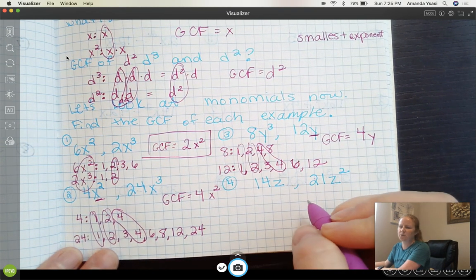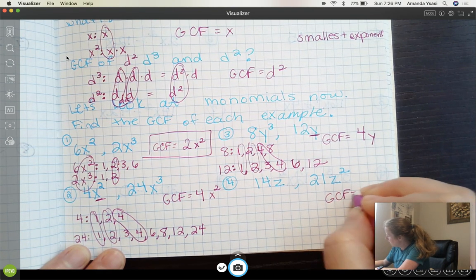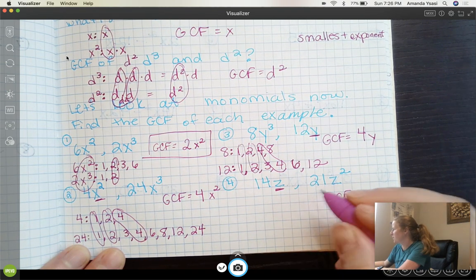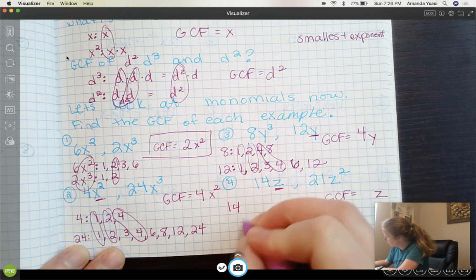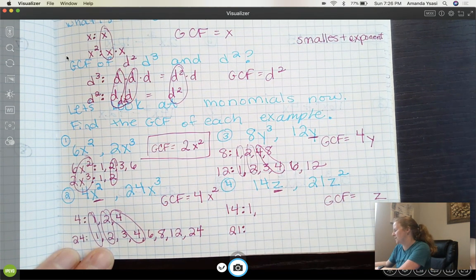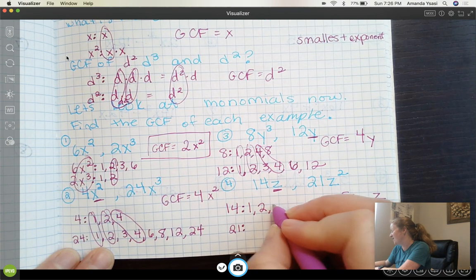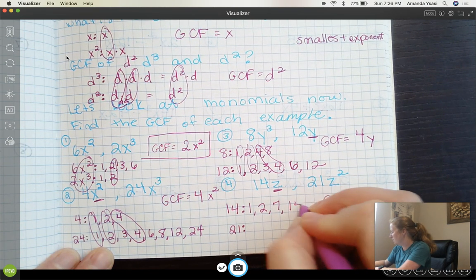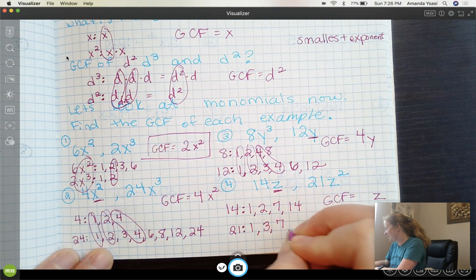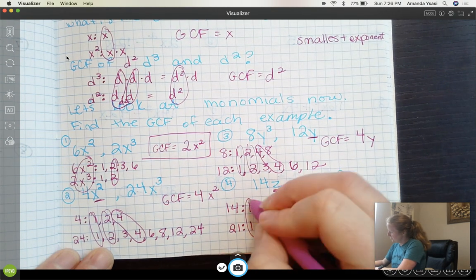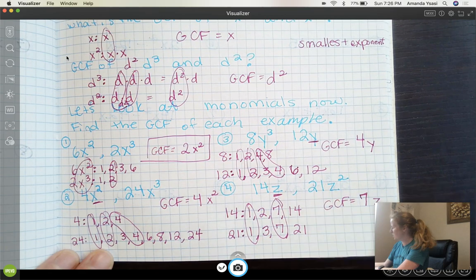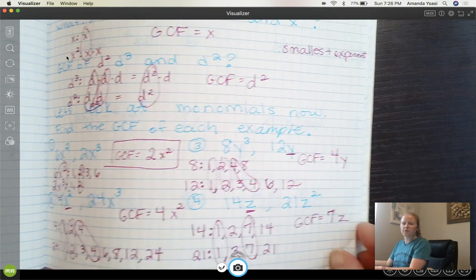Okay, let's do 14z and 21z squared. So we know that we're going to pick our lowest exponent of a variable. So that's z. And then we have 14 and 21. So we know 14 is 1 times 14, 2 times 7, and that's it. And then 21 is 1 times 21, 3 times 7. So 7 is our greatest common factor. So 7z. Okay, so that's our GCF.